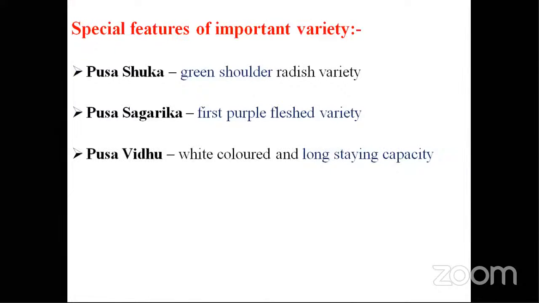The special features about some important varieties: Pusa Sukha. The name says Sukha, and it has green shoulders. So we generally think it is greening. No, it's not greening. The Pusa Sukha has green shoulder radish. And Pusa Sagarika, name says Sagar, which is blue in color. The radish's flesh, not the peel. The flesh itself is purple in color. Remember the difference between the flesh and the peel. The Pusa Sagarika, the first purple fleshed variety.